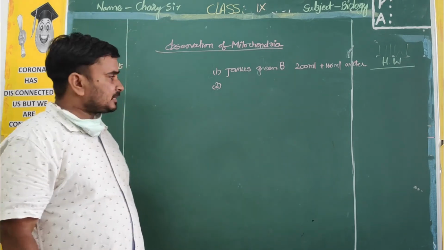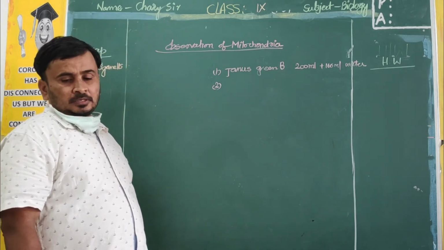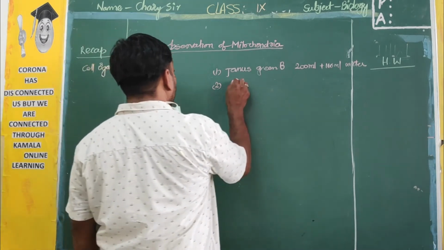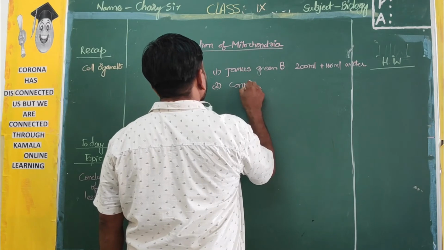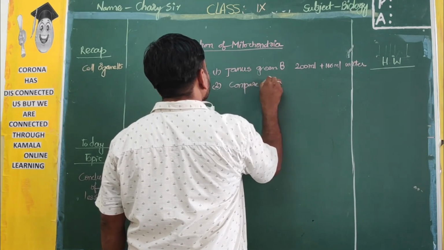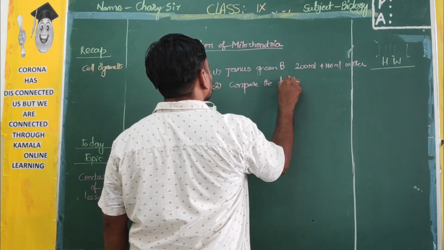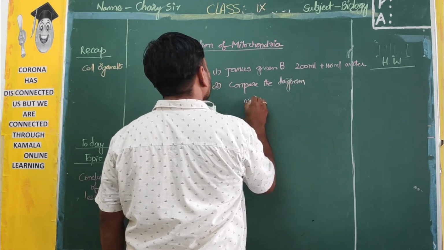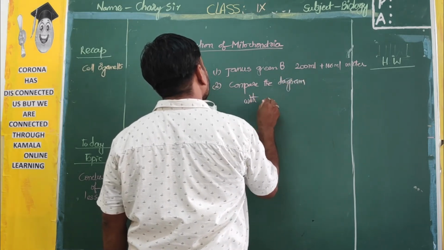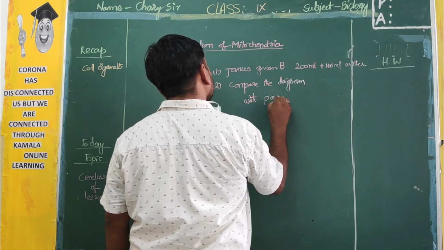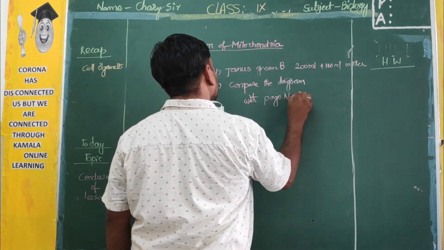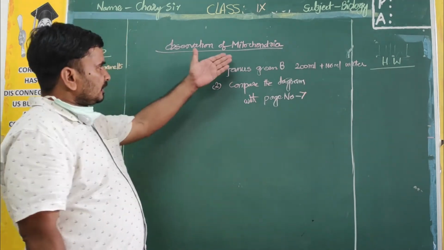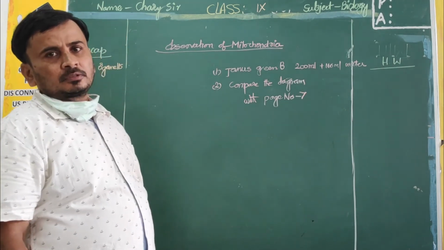The page number 7 diagram is already given. So compare the diagram with page number 7. Thus you have to observe the mitochondria.